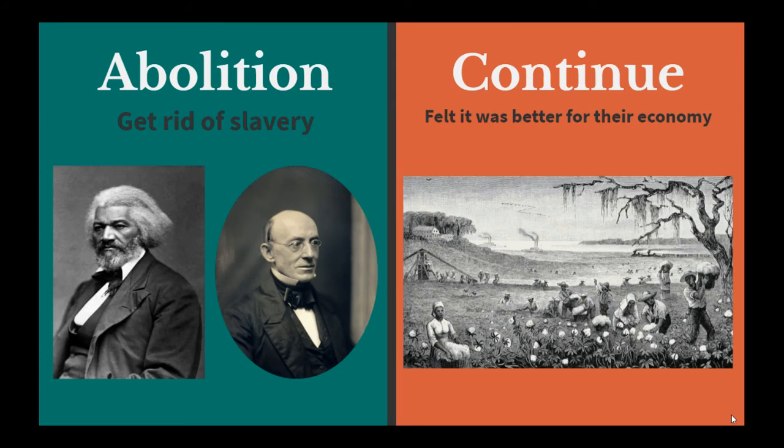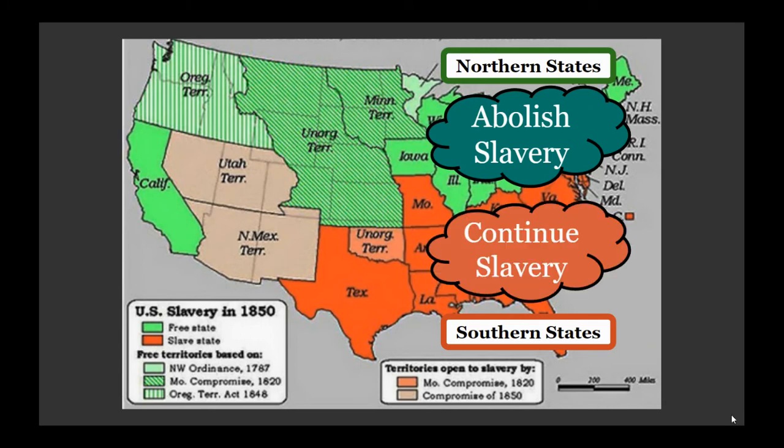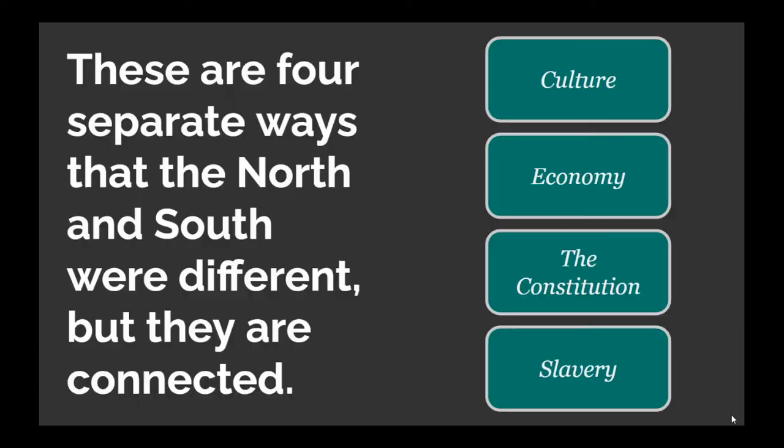In the South, they wanted to continue to allow slavery. They felt it was better for their economy. Remember, their economy is based on agriculture or farming, and they felt they needed to allow slavery to continue to make more money on these farms through agriculture. So we have the northern states that want to abolish slavery, and the southern states that want to continue slavery.